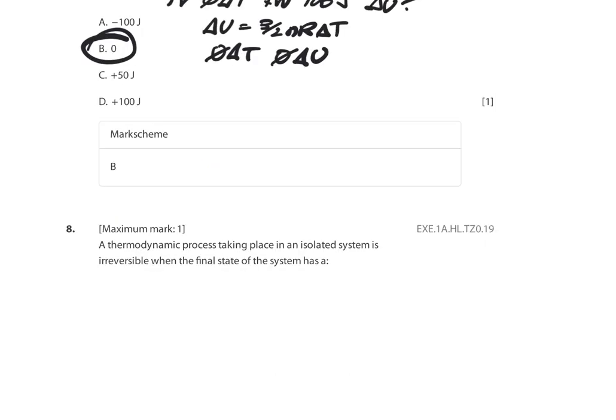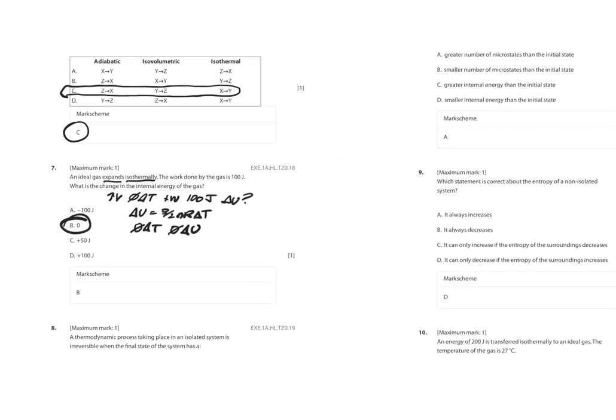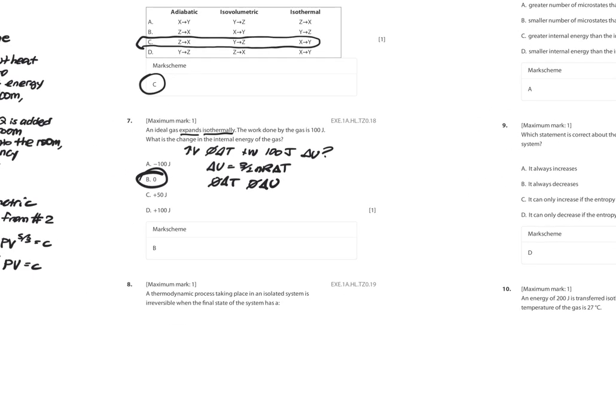Number 8. A thermodynamic process of an isolated system is irreversible when the final state of the system has a what? Well, the solutions talk about the number of microstates and the amount of internal energy as opposed to the initial state. I'm assuming it's a cycle, and so the cycle should have the same internal energy at the beginning and the end. But that's not terribly relevant because there is a best answer here, and it has to do with the definition of an irreversible process.